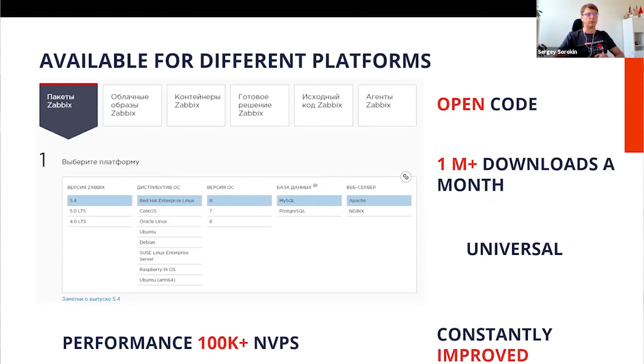By high performance, we mean that a well-maintained and tuned Zabbix server, one Zabbix server, can monitor and collect up to 100,000 new values per second. What it gives in real life is that we see installations of Zabbix where one Zabbix server can monitor 400,000 devices. We have another installation with more than 300,000 devices, and so on.